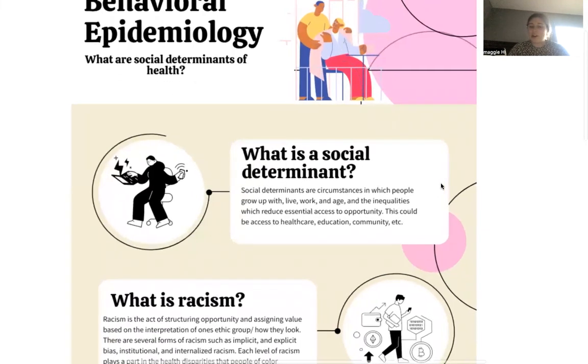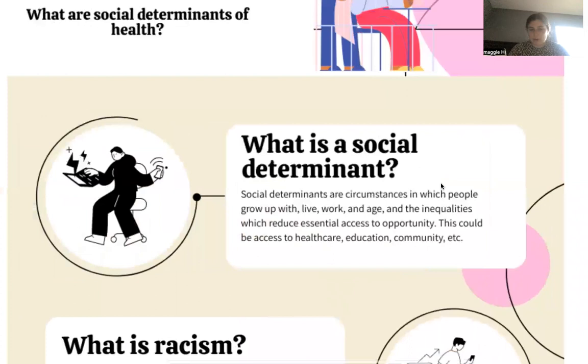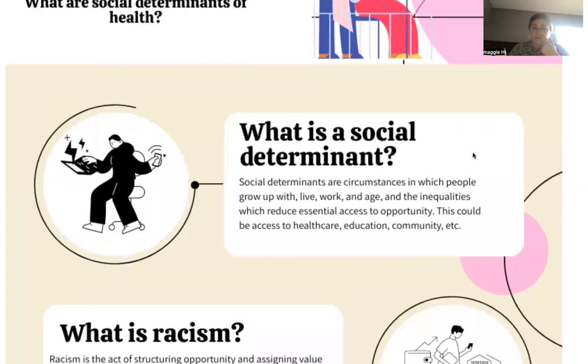So the first thing I'm going to talk about is what exactly is a social determinant. A social determinant is the circumstances in which people grow up, live, or work, or their age, and how these inequalities reduce their access to opportunity. The opportunity in question could be healthcare, education, community projects, things like that.